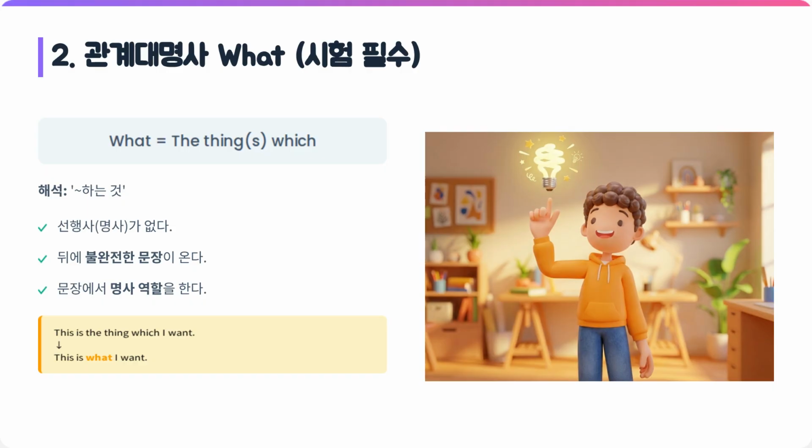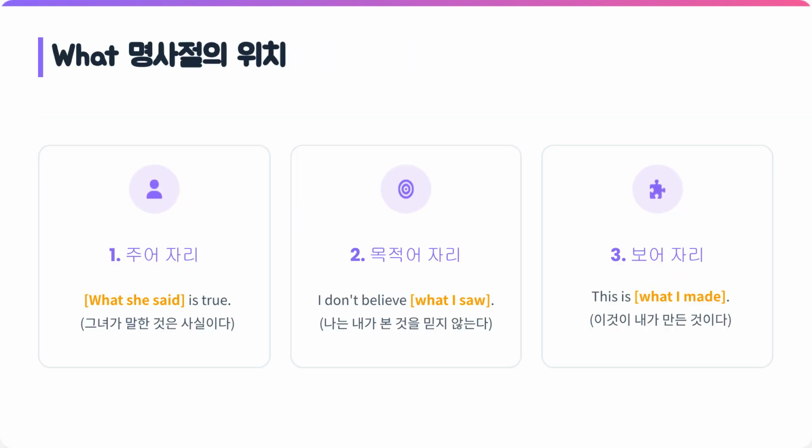The relative pronoun what is crucial for exams. It translates to "the things which" and is interpreted as "what does something." Key features include having no antecedent, being followed by an incomplete sentence, and functioning as a noun in the sentence. The what noun clause can appear in 3 positions: as the subject, as the object, or as the complement. Examples include, "What she said is true," "I don't believe what I saw," and "This is what I made."